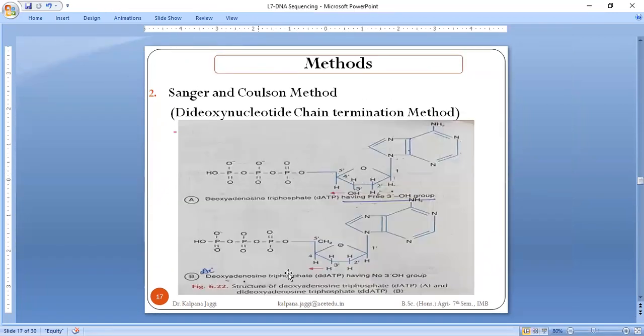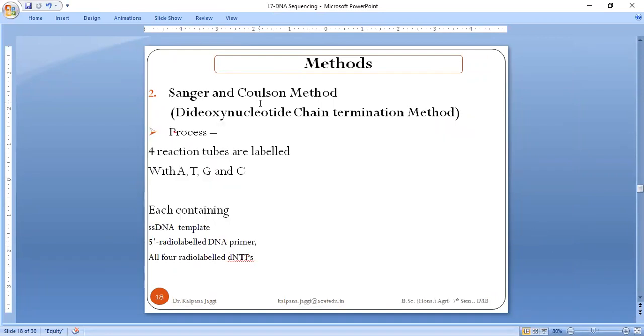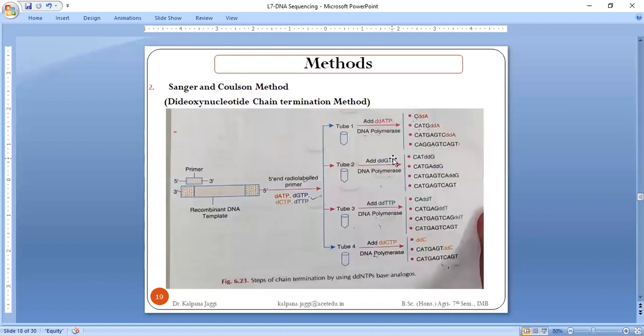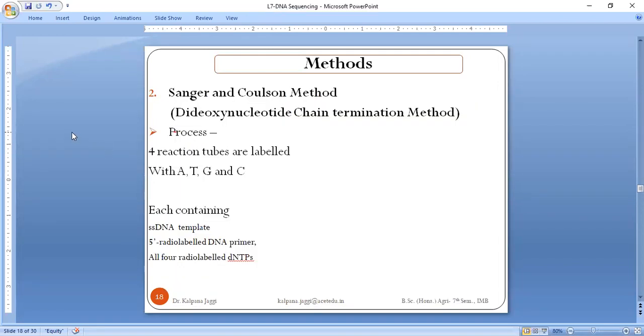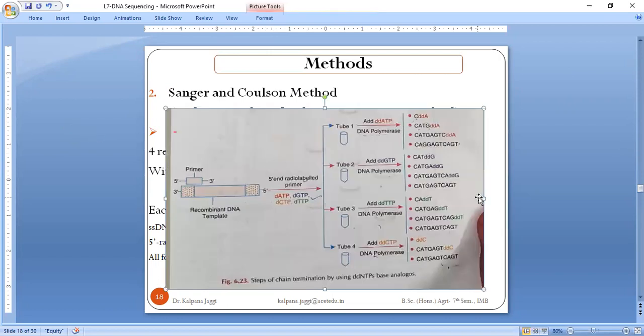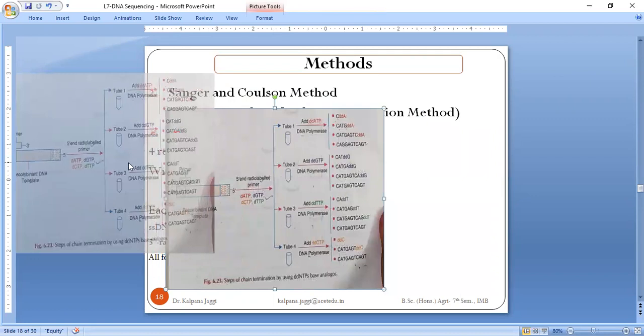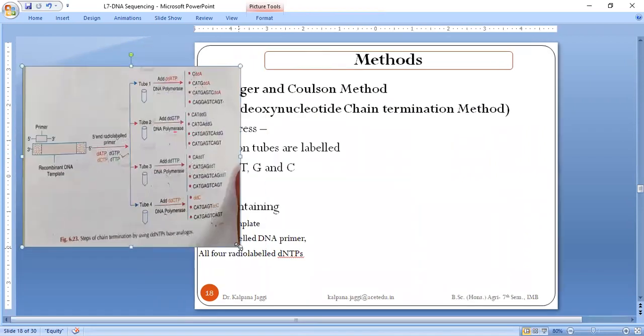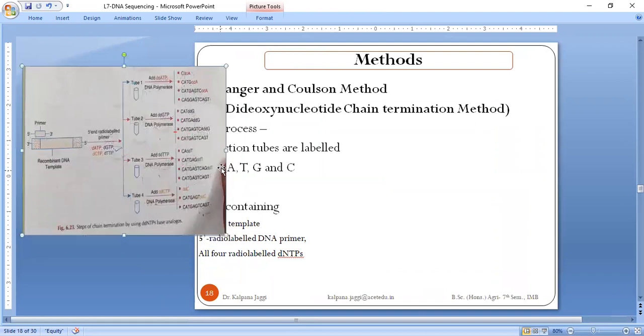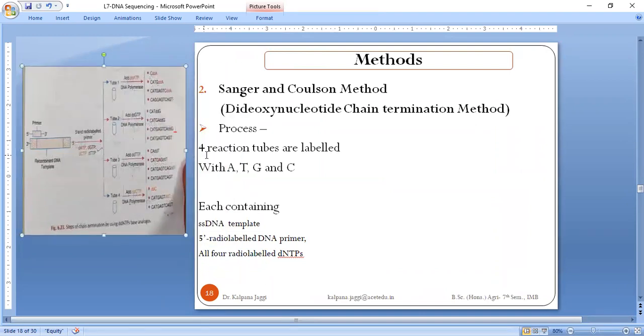So this is a detailed structure that I have already discussed. Now I will come to the process, like how this chain termination methodology is helpful in the analysis of the nucleotide sequence. Before we proceed with this methodology, we need certain requirements. These requirements I have already told you. Very first, we need a template. Here, see what we have done.